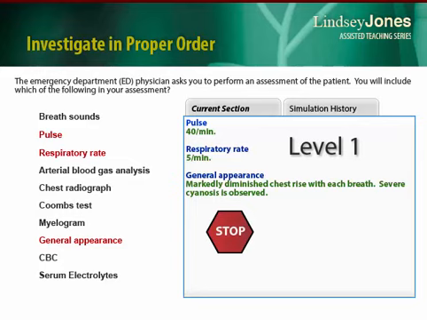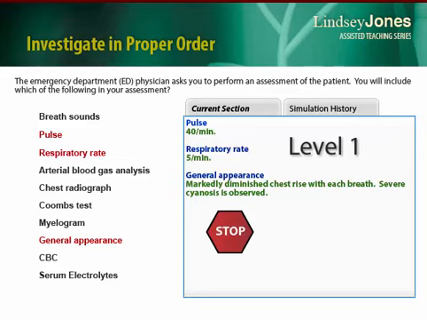Your intention here is to analyze and decide if you have an emergent condition on your hands or not. In other words, do you have time to proceed to the next level? In this case, we're on Level 1. Would we have time to go to Level 2? Or should you discontinue the assessment and leave the scene and attempt to save the patient?